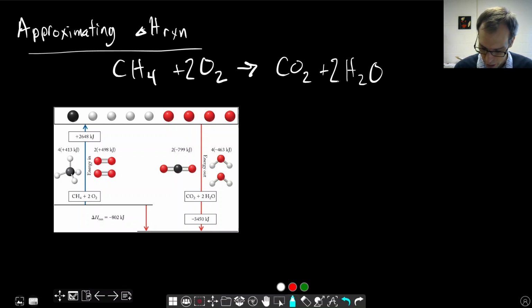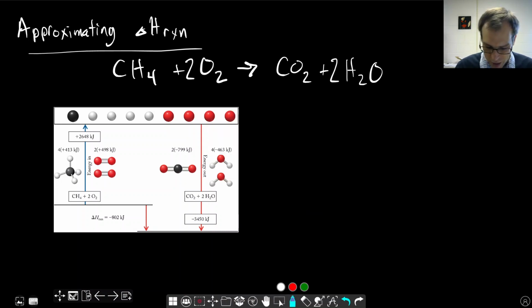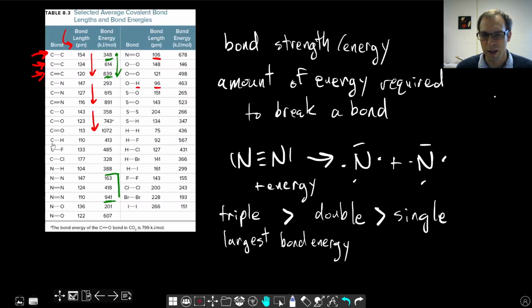We can imagine starting with our methane right here, so that's CH4, and our 2 oxygen molecules. The methane is bonded with 4 single bonds between the carbon and hydrogen, and we can break those 4 bonds. So that's why we have a 4 here, and this value of 413 kilojoules comes from our table over here. So a C-H bond has a bond energy of about 413 kilojoules for a single bond.